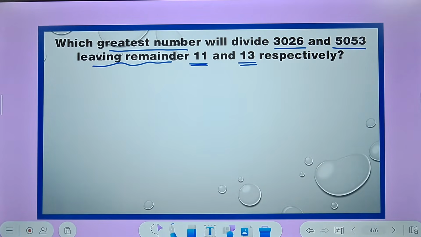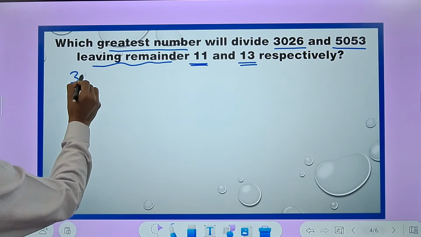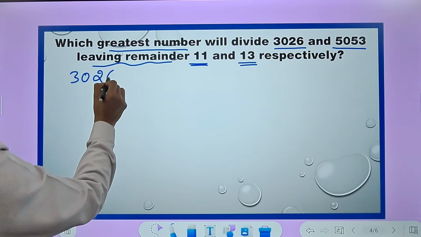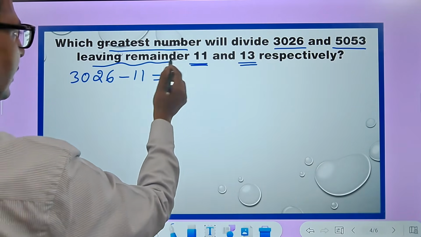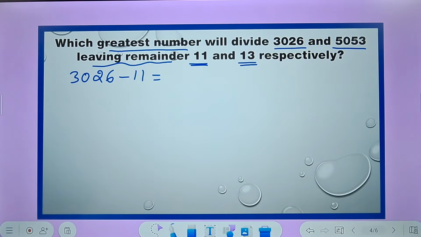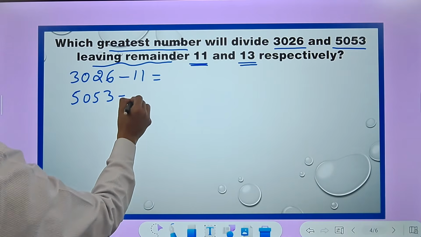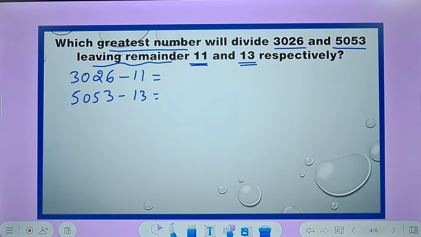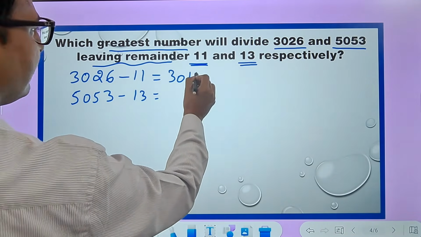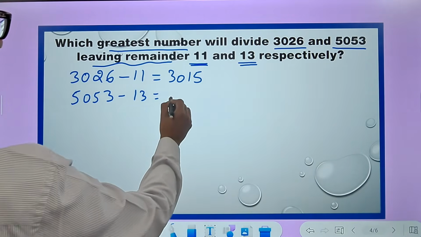So whenever remainders are given, you have to first make sure that you are eliminating the remainder. 3026 gives a remainder 11. So subtract 11, the number you get will be divisible by that number, right? And likewise 5053, when you subtract the remainder 13 from that, you will get a number which is divisible by that particular number which you have to find. So this will become 3015 and the other one will become 5040.